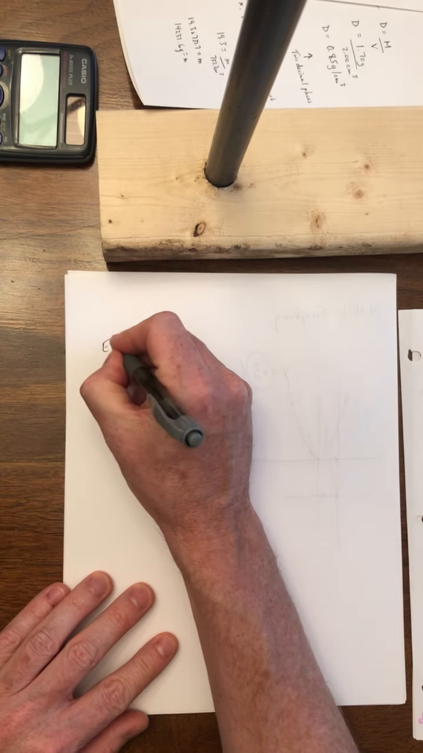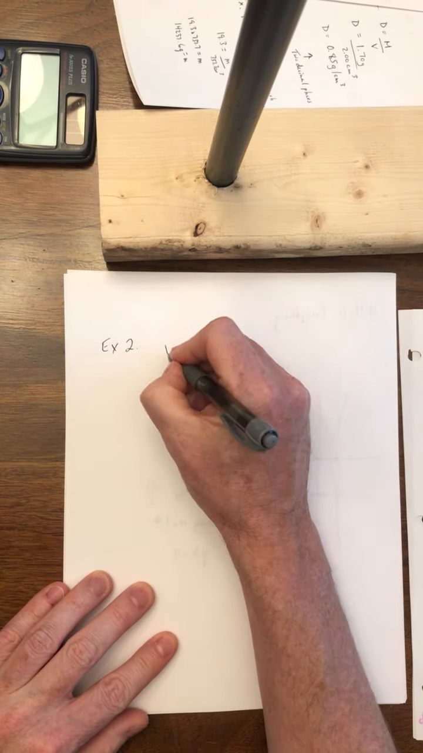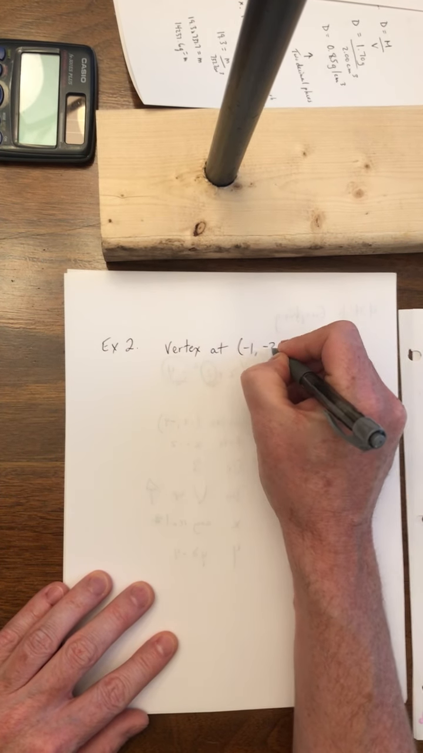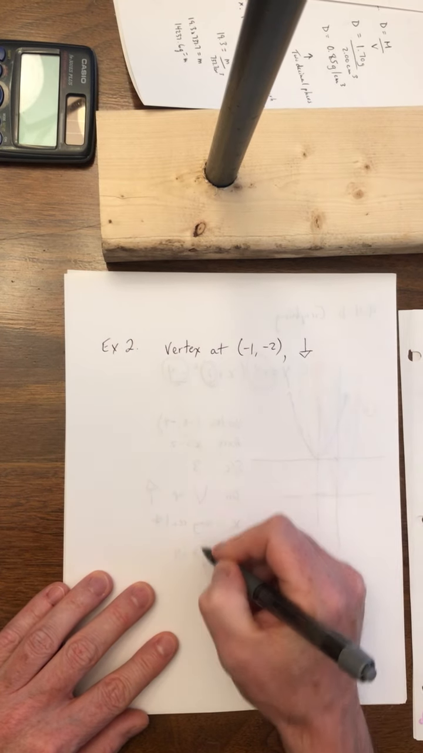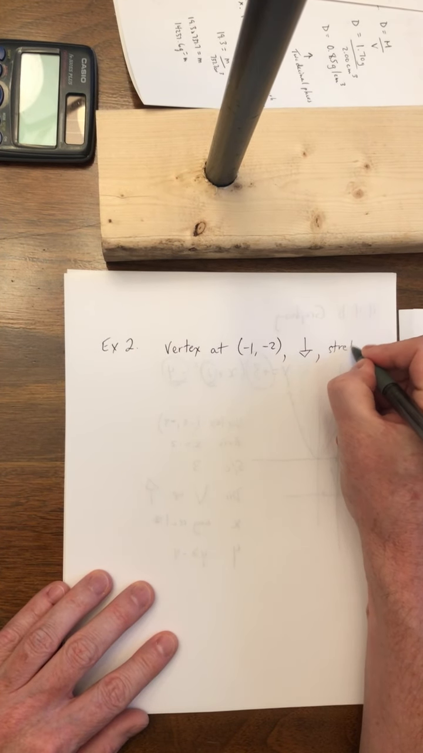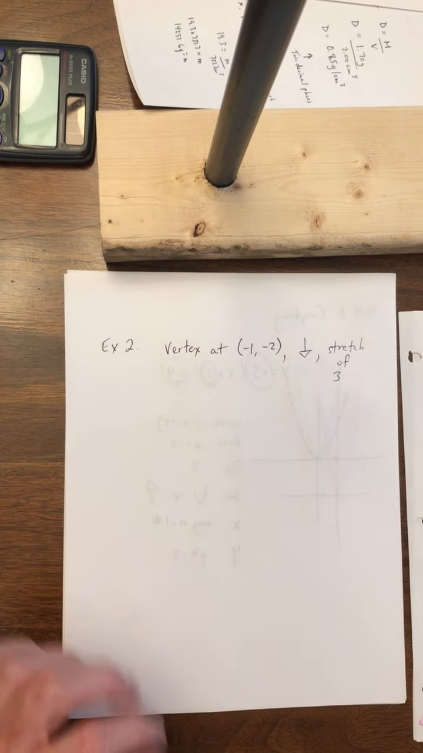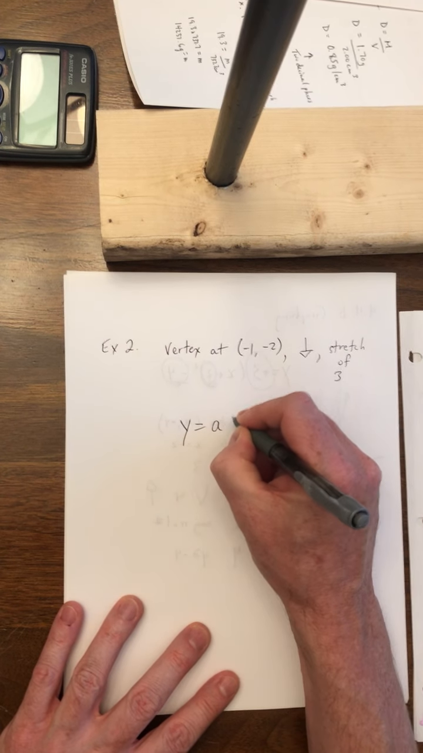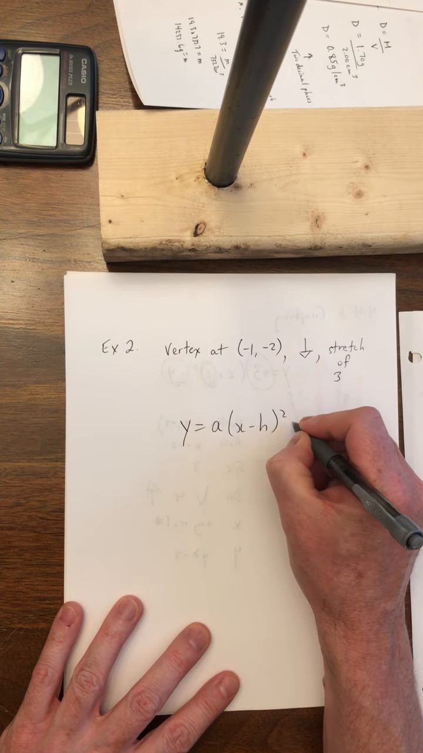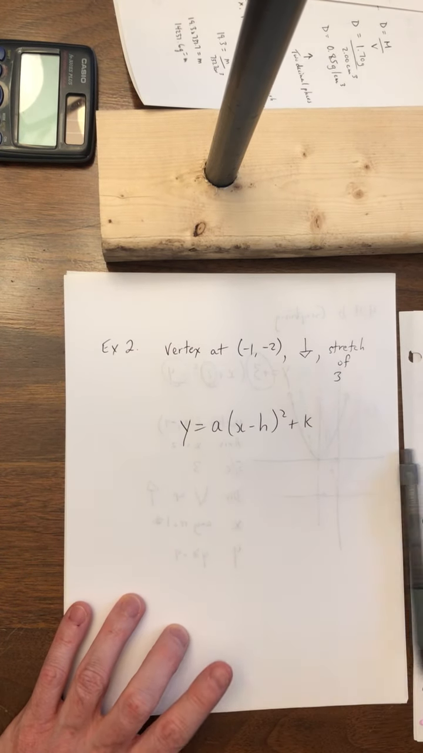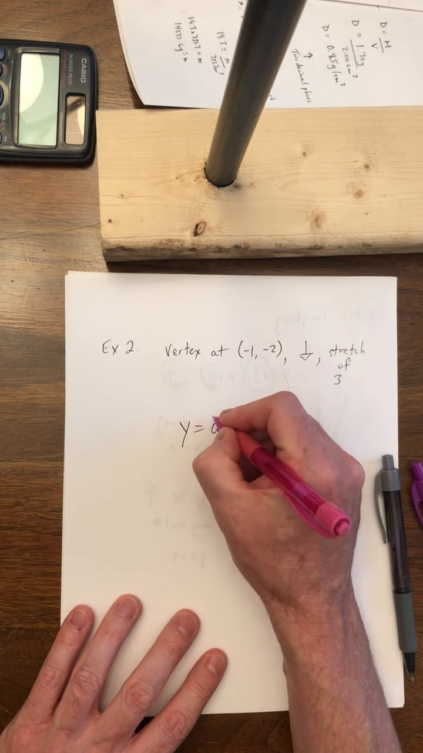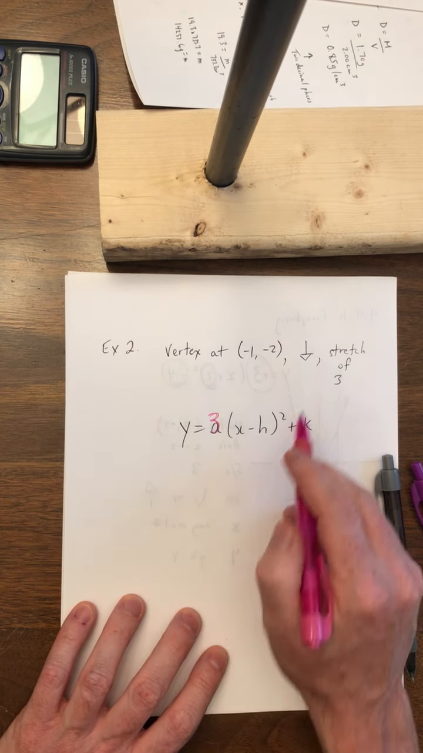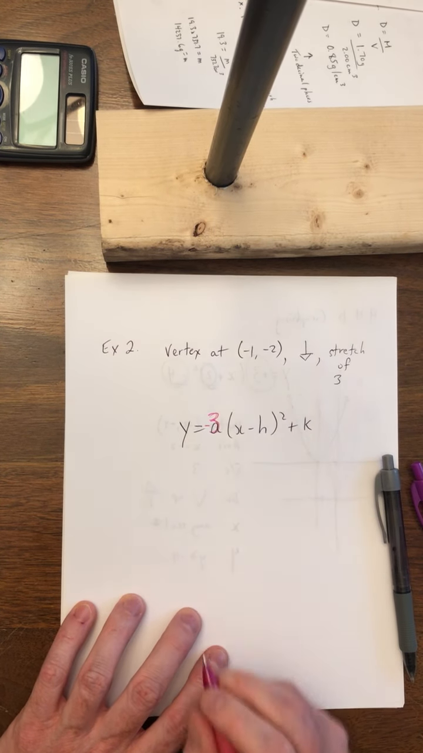If you are given a parabola with a vertex at negative 1, negative 2, opening downwards, and a stretch of 3, what would the equation be? So our equation, of course, in vertex form is y equals a times x minus h squared plus k. If we have a vertical stretch of 3, we would sub that in for a. If we're opening downwards, that would be a minus 3.